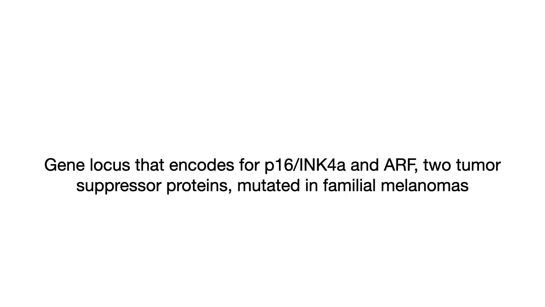This is a gene locus that encodes for p16 INK4A and ARF, two tumor suppressor proteins mutated in familial melanomas. This is controlled by the CDK inhibitor CDKN2A. CDKN2A is one of the cyclin-dependent kinase inhibitors, which helps regulate the passage of cells through the cell cycle checkpoints.